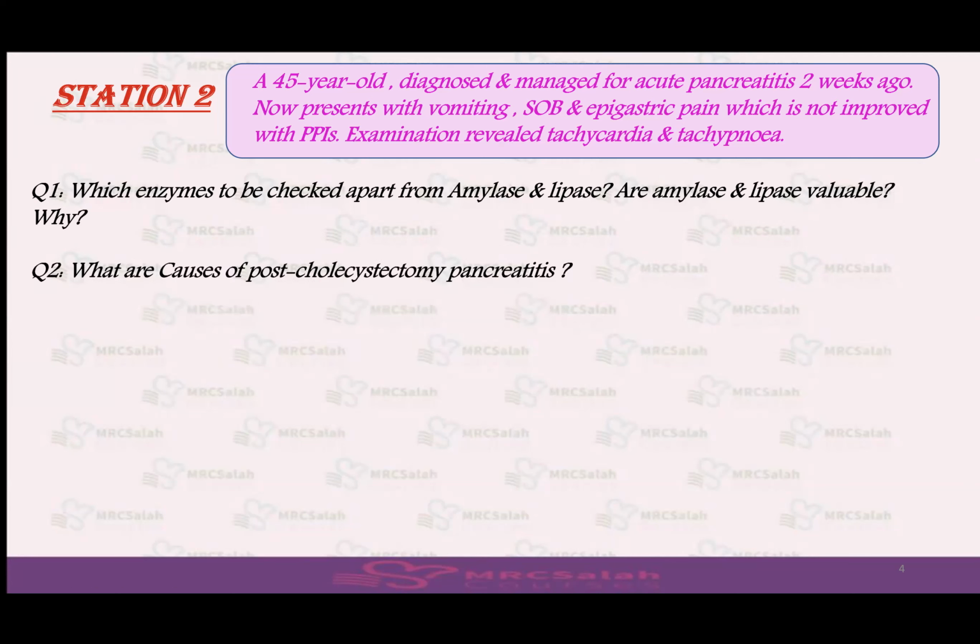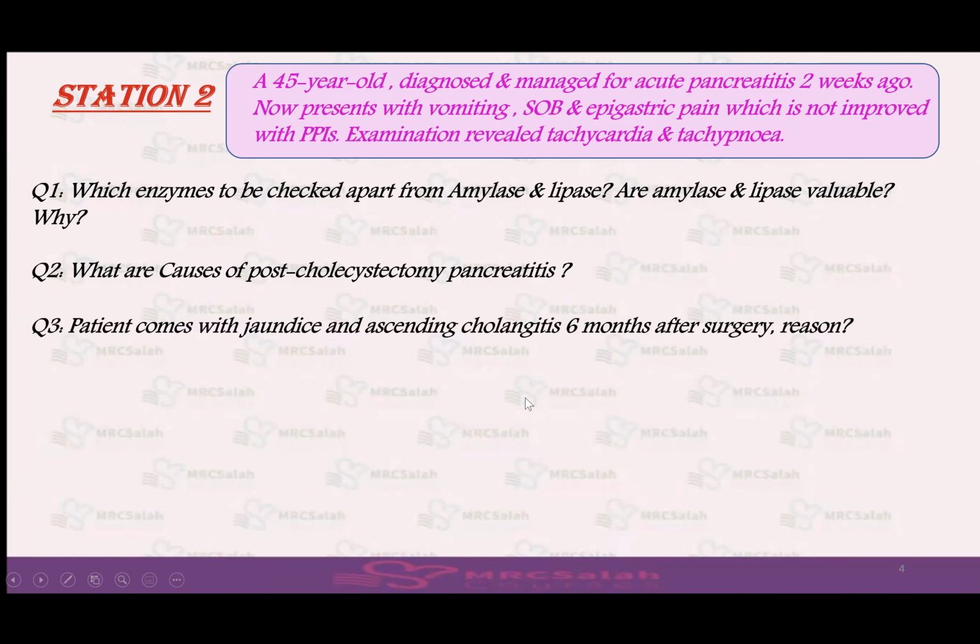Dr. Haifa, what are the causes of post-cholecystectomy pancreatitis? This could be because of iatrogenic injury following cholecystectomy, or infection, or a missed or retained stone. Or it could also be due to stricture if it is long-term. Okay. A patient comes with jaundice and ascending cholangitis 6 months after surgery. What could be the cause? Dr. Aya: could be a missed stone, could be stricture, or injury to the common bile duct.